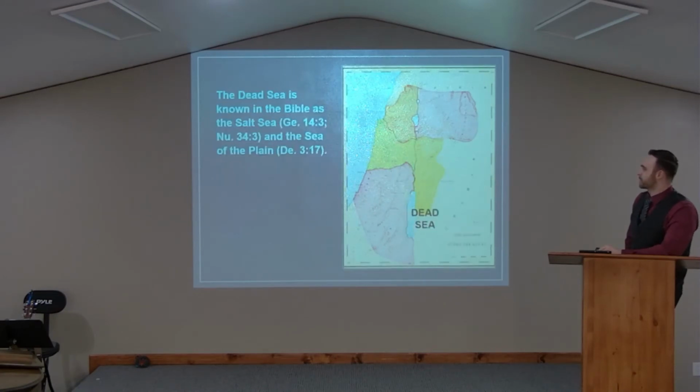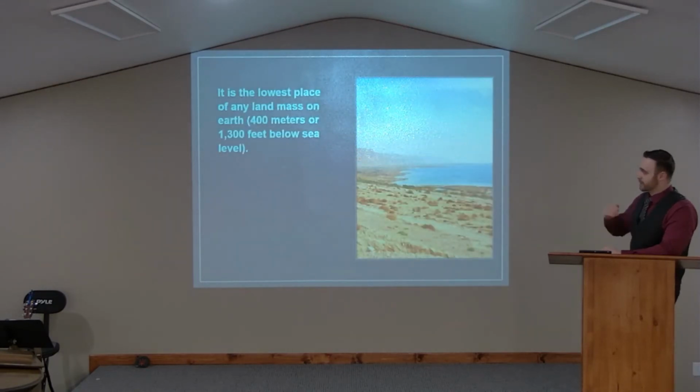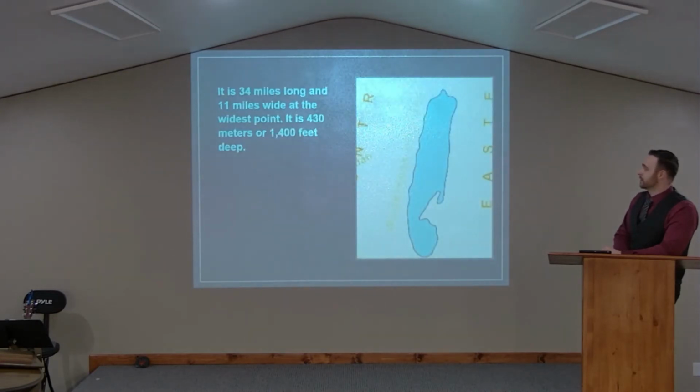Now the Dead Sea is known in the Bible as the Salt Sea and also the Sea of the Plain in Deuteronomy. It's called dead because there's no way for the water to get out of it. And so everything that washes into that sea just builds up there and concentrates. There's really nothing alive in it at all but bacteria because the chemicals are so potent. It's also the lowest place of any landmass on Earth, 1,300 feet below sea level. It's not terribly big. It's 34 miles long and 11 miles wide, and it's pretty deep. It gets up to 1,400 feet deep.